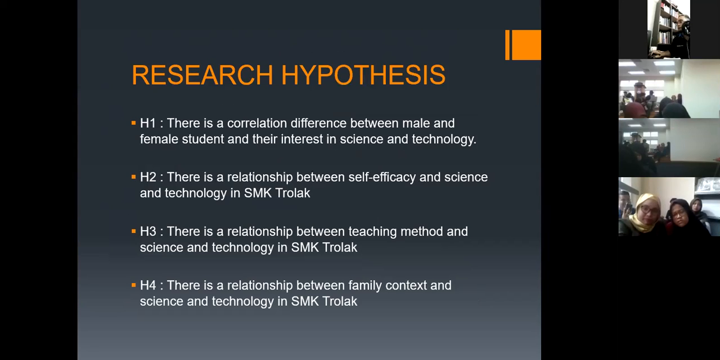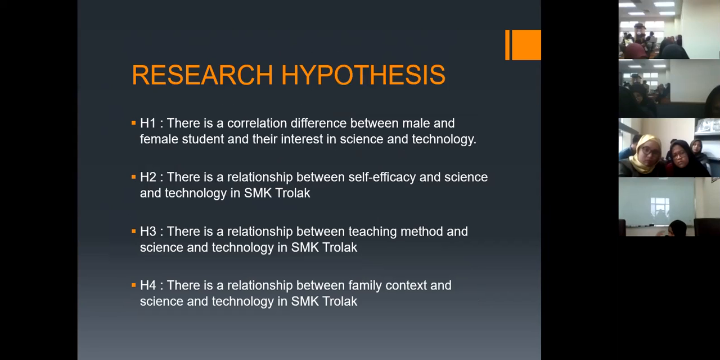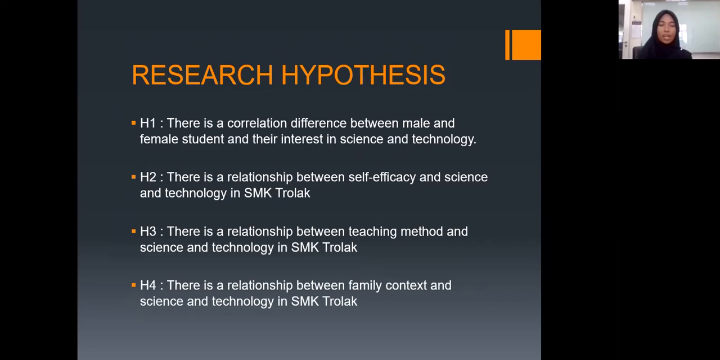The research hypothesis is there is a correlation difference between male and female students and their interest in science and technology. Second, there is a relationship between self-efficacy and science and technology. The third one is there is a relationship between teaching method and science and technology in SMK TROLAK. And the fourth one is there is a relationship between family context and science and technology in SMK TROLAK.